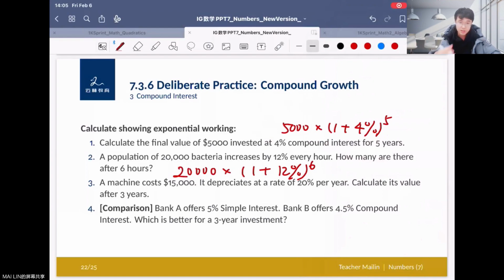For the third problem: a machine costs 15,000 and its value decreases at a rate of 20%. Calculate the value after 3 years. It's also very interesting because we use the same formula, but now you change the plus into a minus. So it's 15,000 times 1 minus 20%, because that is the rate of decrease for each year. And then you cube it, 1 minus 20% cubed. So you get the final value: 15,000 times (1 minus 20%) cubed.